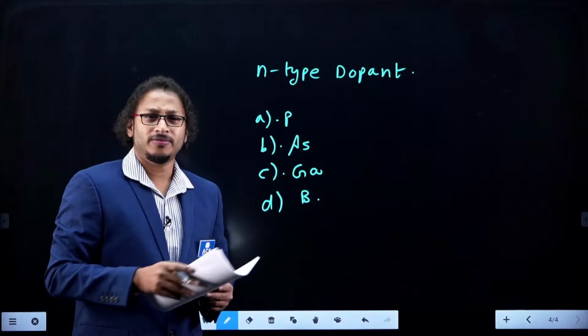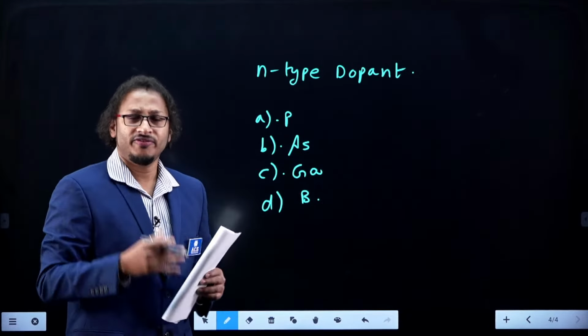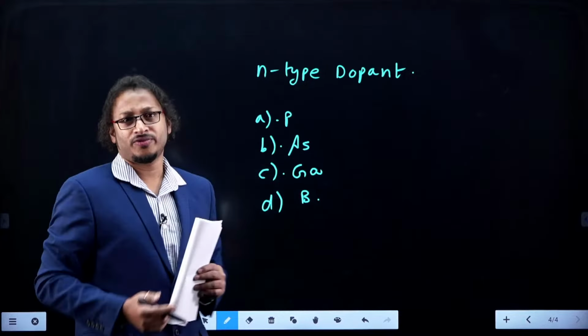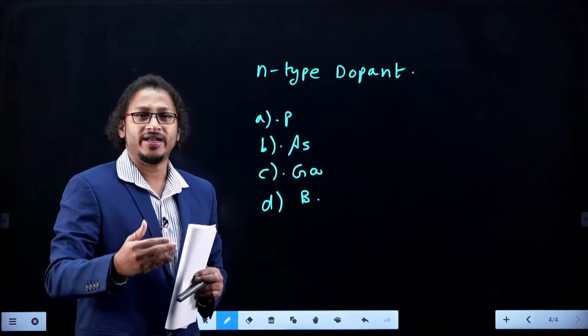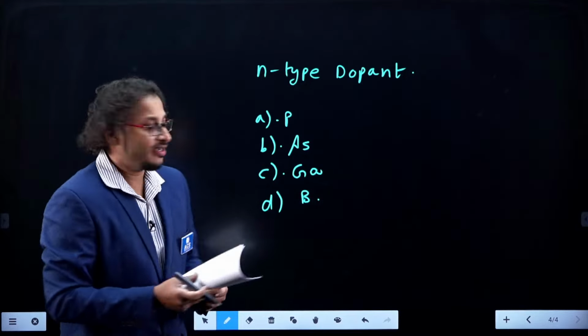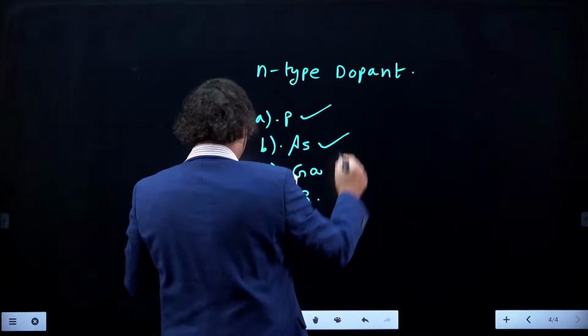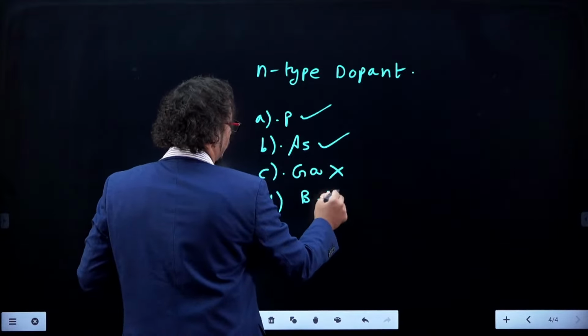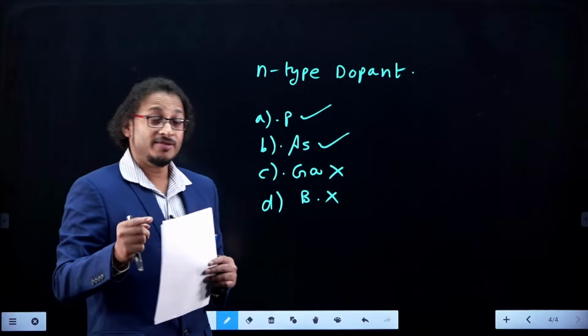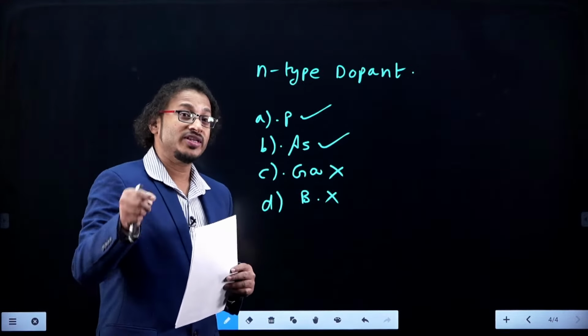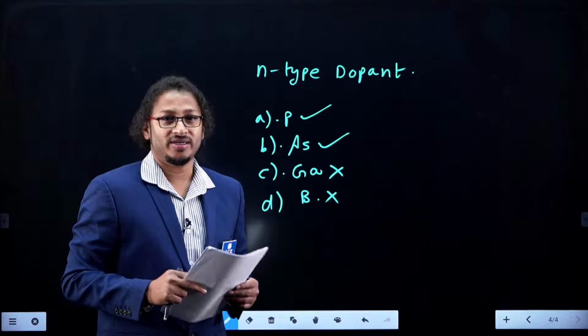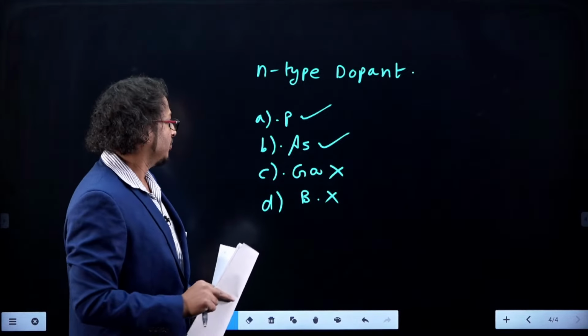I hope you know, if I go for an intrinsic semiconductor, fifth group elements must behave like dopants for producing n-type semiconductor: arsenic, antimony, phosphorus, bismuth. So, phosphorus is correct, arsenic is correct, and absolutely gallium and boron must be wrong. Why? Because indium, gallium, boron, aluminum are third group dopants that produce a p-type semiconductor. So, it is also a multiple select question.